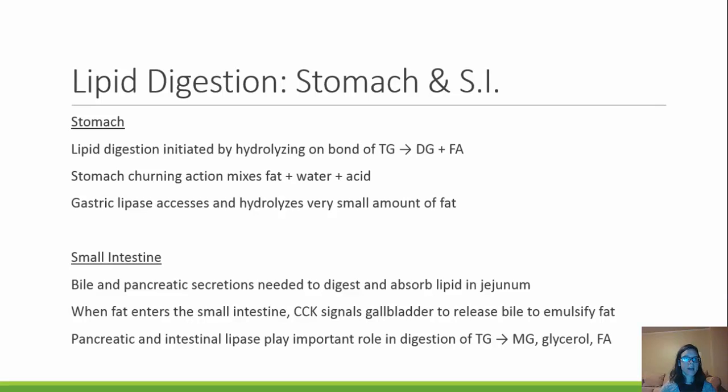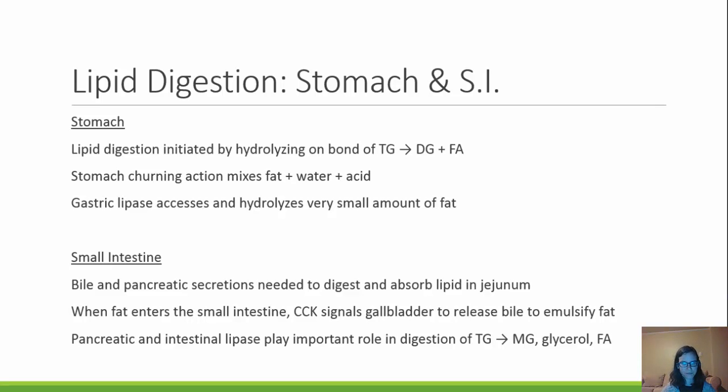Okay, moving on to the stomach. Lipid digestion is initiated by hydrolyzing triglycerides into diglycerides plus a free fatty acid. Again, our stomach does this mechanical churning, which helps to break up the fat. And gastric lipases play a minor role in fat digestion, but they do hydrolyze a small amount of fat. And then we're going to move on to the small intestine, where we have our major action of fat degradation.